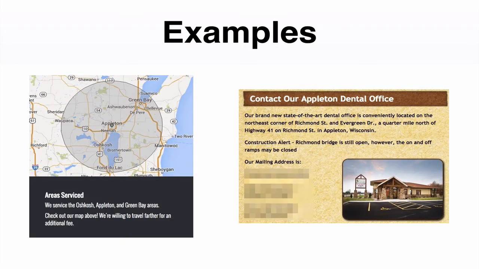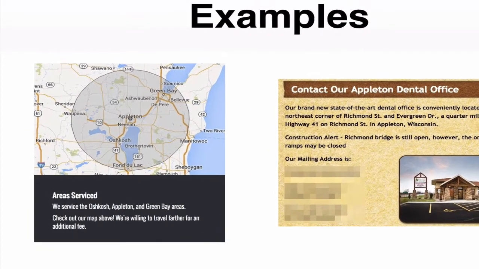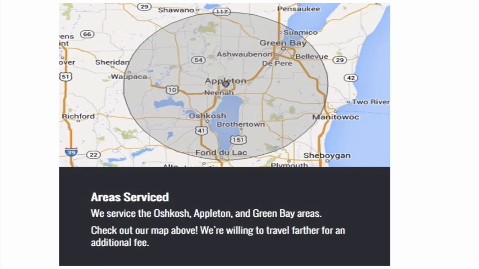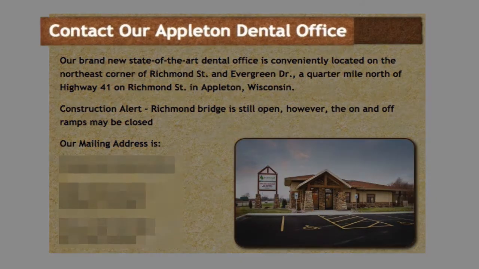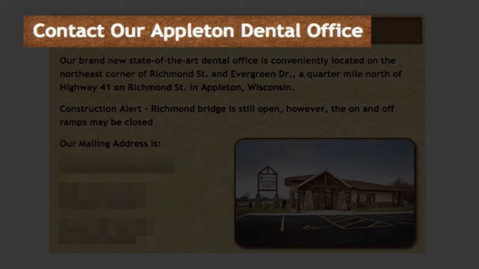Let me give you 2 examples of what we just talked about. On the left, you see an example of a service area map, which shows a range of this company that extends about 40 miles in every direction. And then, of course, they list the main areas below: Oshkosh, Appleton, and Green Bay. And the example on the right is how you should lay out a specific location. You see the header says, "Contact our Appleton dental office."